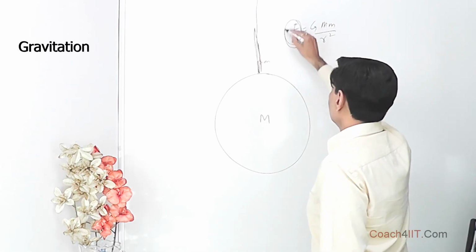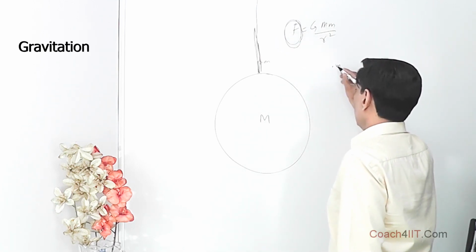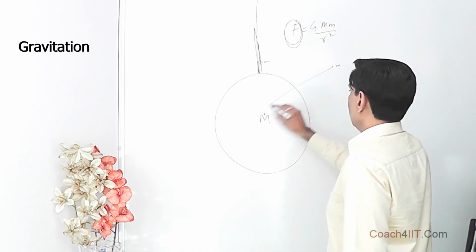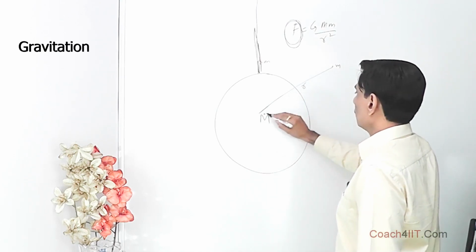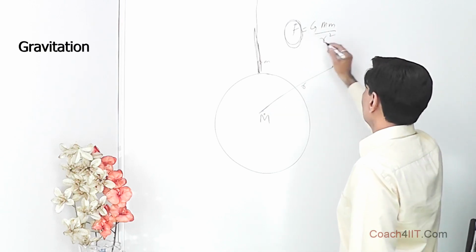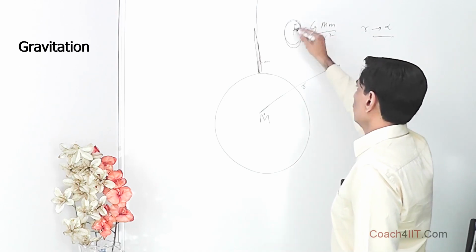So if we say that this force should be equal to 0, that is, the interaction between this body of mass m and this capital M should be equal to 0, and the distance between them is r, then the only option we have to make it 0 is when r is infinity. So when r is infinity, this comes out to be 0.